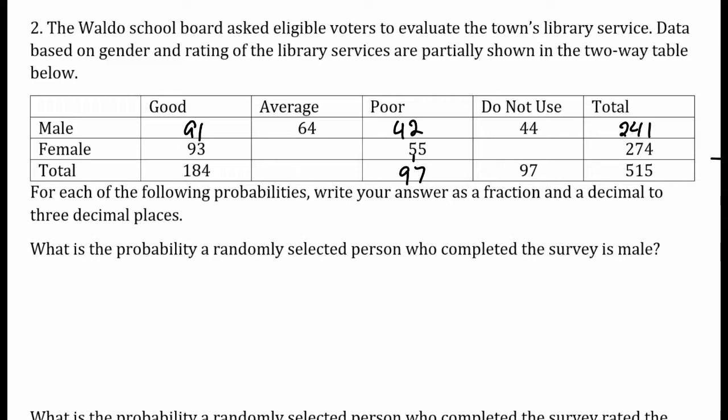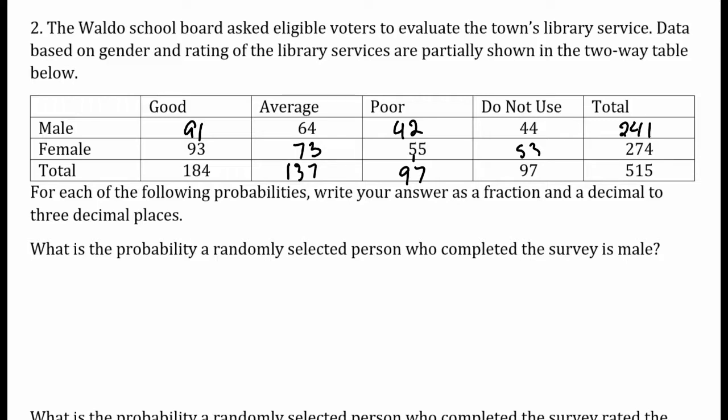Can finish filling in this row here. There's 515 total. I use 97 for did not use, 97 for poor, and 184 for good, which leaves me with 137 for average. That's the total for average. 137 minus 64 gives me 73. Hopefully I can fill in this last box in two different ways. 97 minus 44 is 53. Let's check that that row checks out. 53 plus 55 plus 73 plus 93 gives me 274. So my two-way table works all the way around.